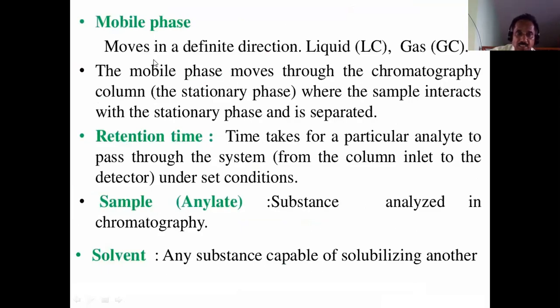The mobile phase moves in a definite direction. In liquid chromatography and gas chromatography, the mobile phase moves through the chromatographic column, where the sample interacts with the stationary phase and is separated. The retention time is the time taken for the component to travel from the injector or inlet of the column to the detector. The sample is called the analyte, the substance analyzed in chromatography.